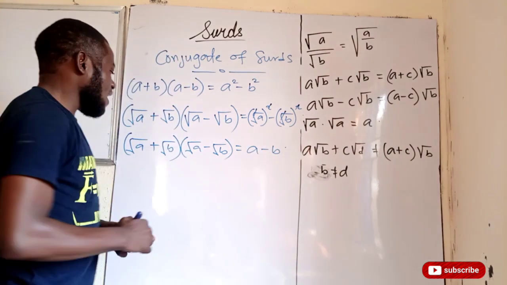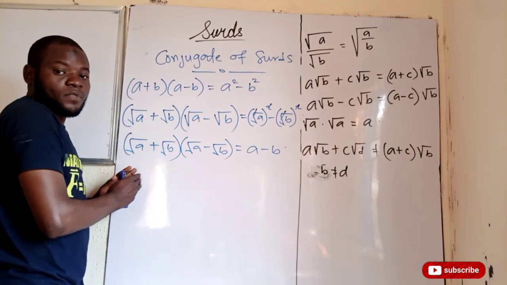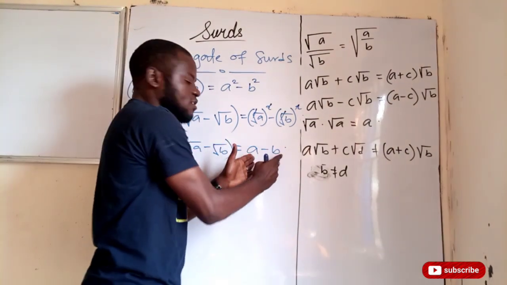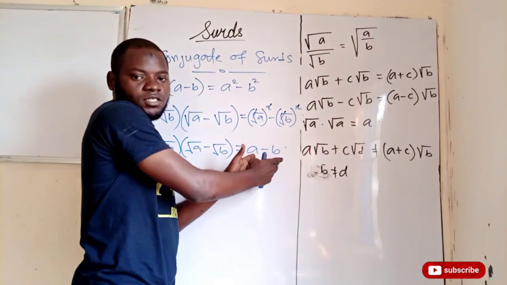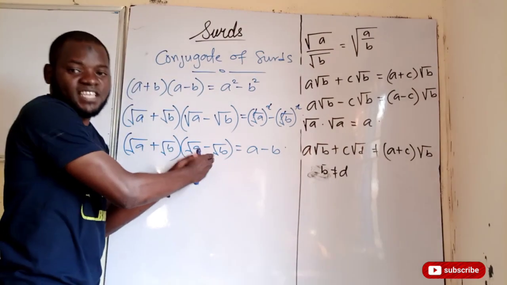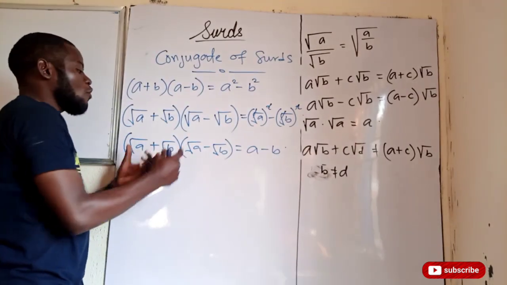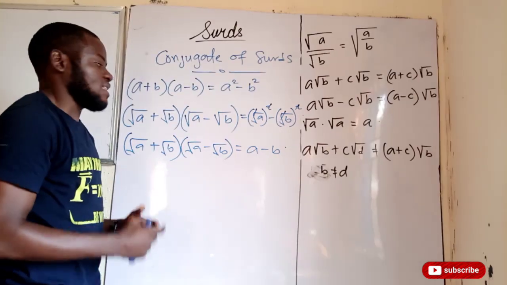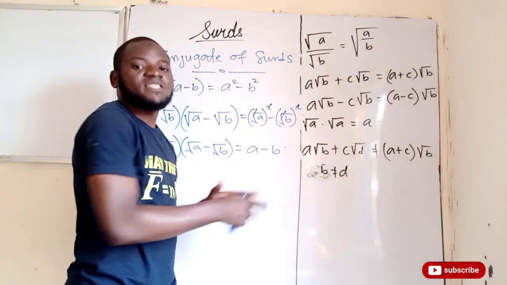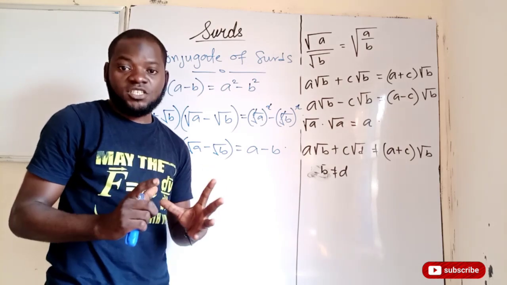Okay, you will see now that these two numbers, they are irrational numbers. Now, our result is what? Is rational. Hence, the conjugate of this is going to be this. And the conjugate of this is going to be this. Because whenever you multiply the two together, our result is going to be what? A rational number. Do we understand what we call conjugates now?